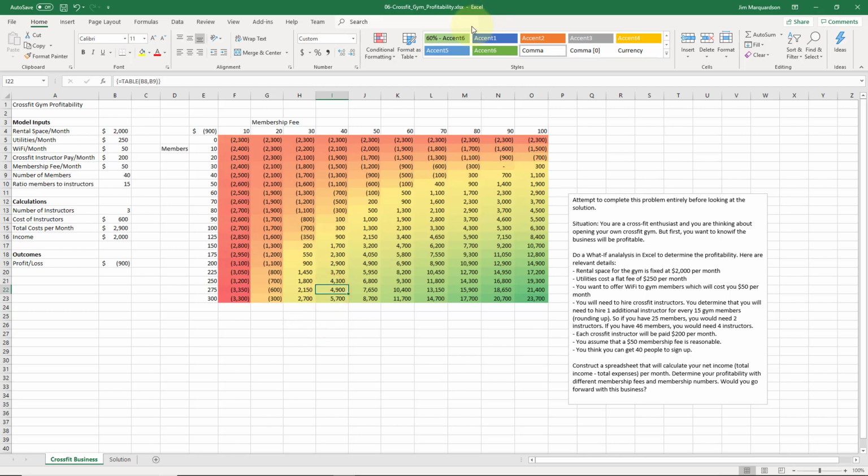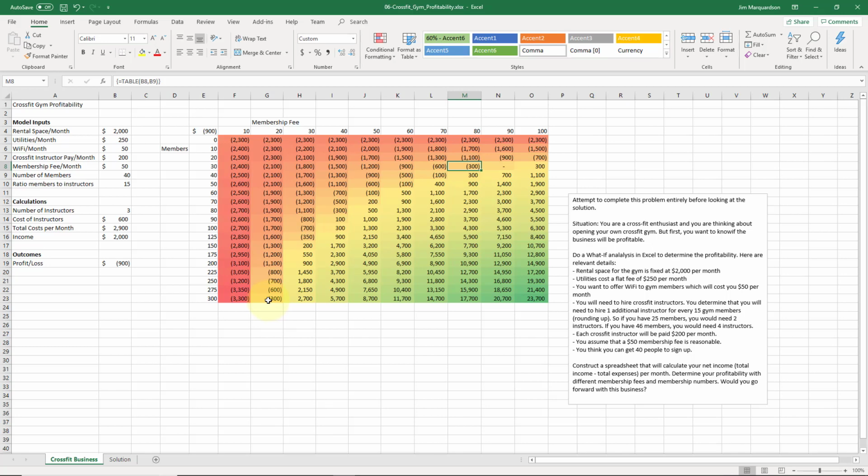I know they're all dollars, but I can see this orangish yellow is kind of the cutoff for profitability. If I'm only charging $30 a month, I need 150 members to be profitable. If I'm charging $50 a month, I need 70 members to be profitable. If I'm charging $90 a month, I only need 30 people. So can I do it? Good question.